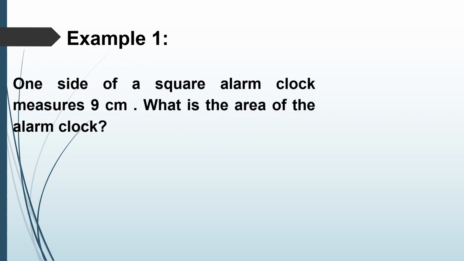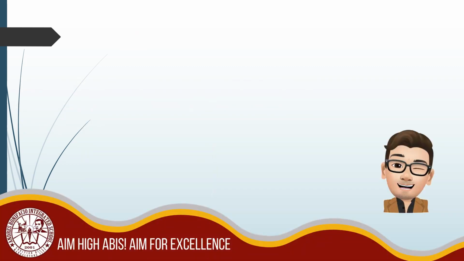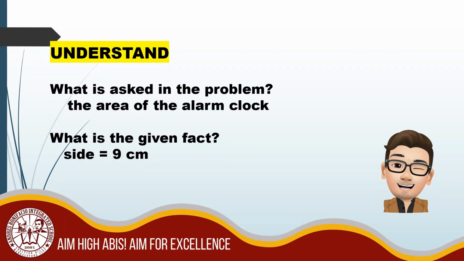Let us study our first example. One side of a square alarm clock measures 9 cm. What is the area of the alarm clock? As our first step, we have to understand and analyze the problem. And what is being asked in the problem? Tama. The problem asks for the area of the alarm clock. And what is the given fact? We have the side of the square equals 9 centimeters.